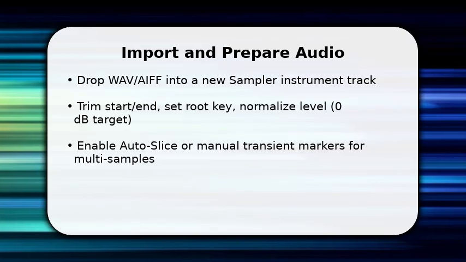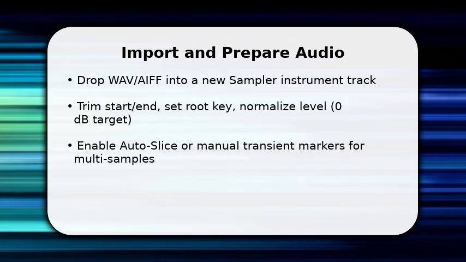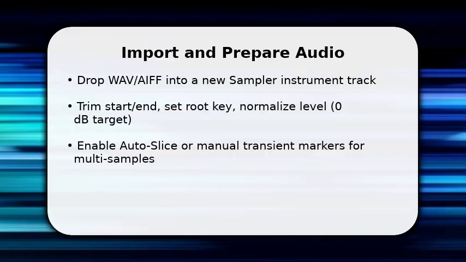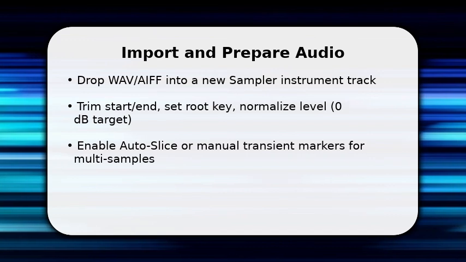Enjoy the video. You start by adding a sampler instrument and dragging your audio file straight into it. This creates a playable instrument instantly. Once done, trim silence and set the sample's root key so pitch tracking works predictably. Make sure to normalize or adjust gain to avoid clipping. You'll also decide between auto slice for rhythmic material or manual transient markers for precise multisampling. This sequence gets you from file to responsive sampler in seconds, so you can move into mapping and shaping.